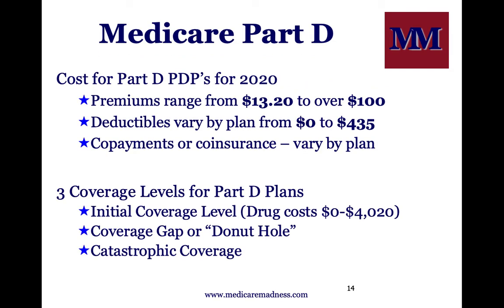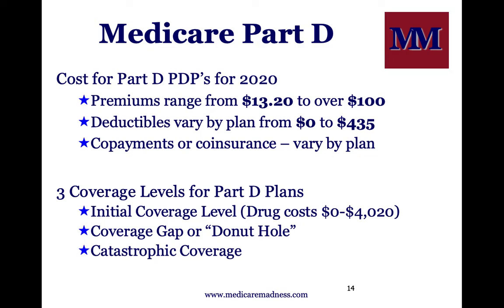Costs for Part D plans range from $13.20 to over $100. The deductibles vary by plan. The standard deductible is $435, but can go down as low as $0. Each plan has different co-payments and co-insurances based on the tier that your prescription is covered under that plan.